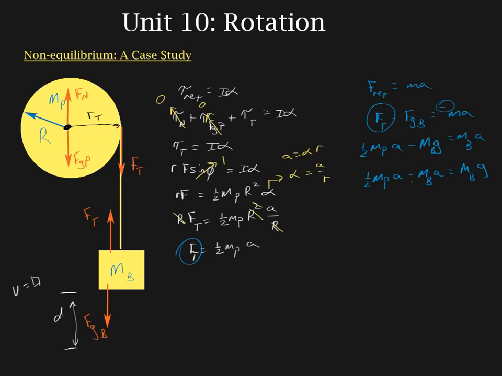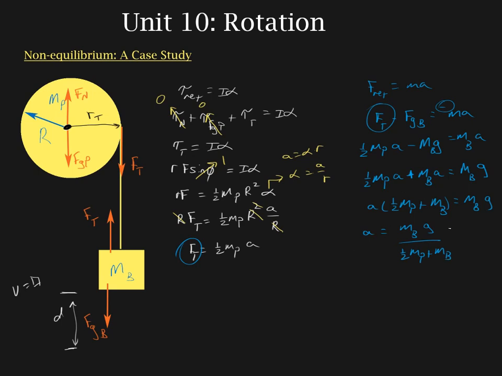Now you may have noticed I made a little mistake here. This is going to become positive because I moved this MB times A to the other side. That makes it positive. And so we'll factor out A, and we'll get 1/2 the mass of the pulley plus the mass of the block times A is equal to the mass of the block times g. And the acceleration, therefore, is equal to the mass of the block times g over 1/2 the mass of the pulley plus the mass of the block.